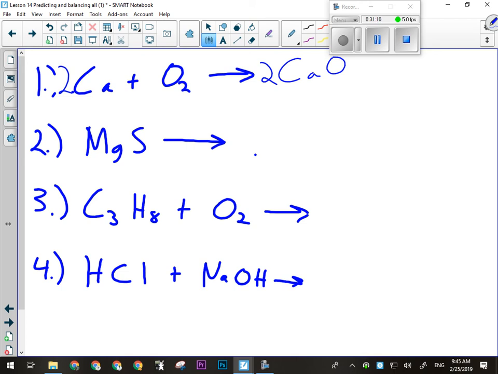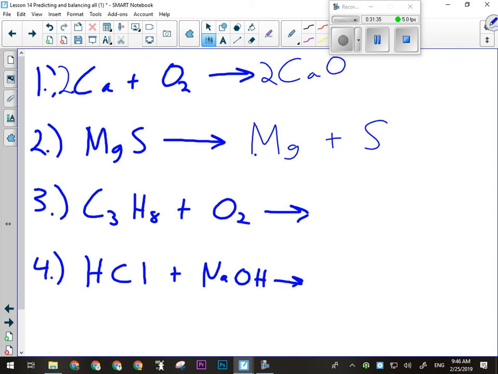For our second one, I have only one reactant. The only reaction type that starts with one single reactant is decomposition. In a decomposition reaction, I'm going to end up with the 2 elements by themselves that were in that compound. And in a decomposition reaction, I always need to watch for what?